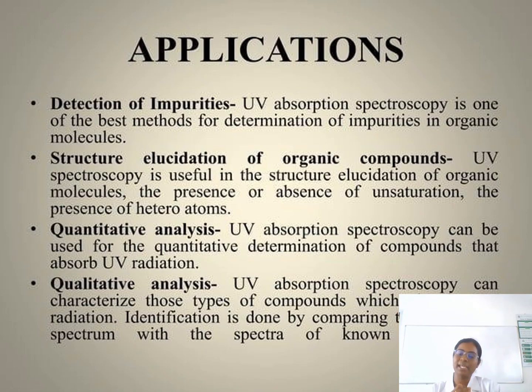What are the applications of the UV spectrometer? The first one is detection of impurities. UV absorption spectroscopy is one of the best methods for determination of impurities in inorganic and organic molecules. What are organic molecules? They are carbon-containing compounds, for example acetic acid, methanol, ethanol, whatever it is, it is a carbon-containing compound.